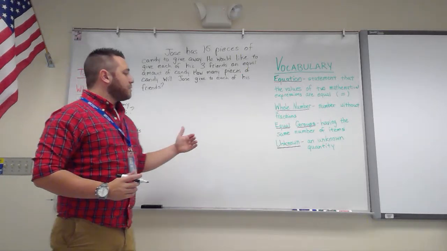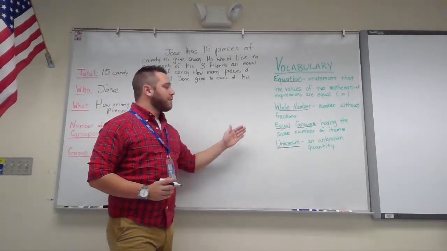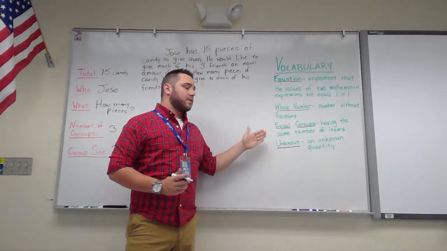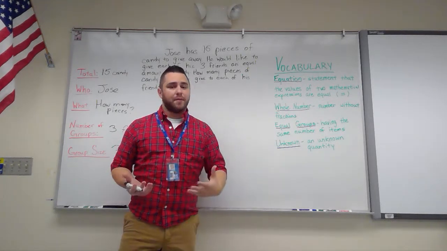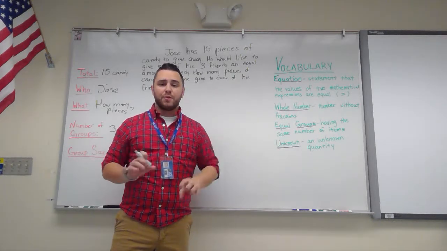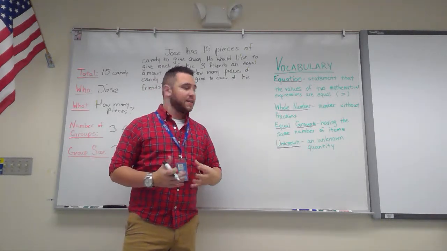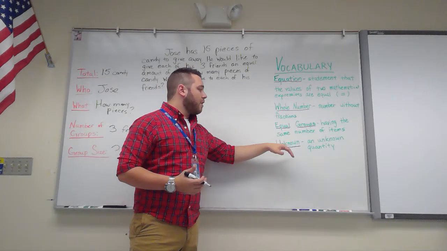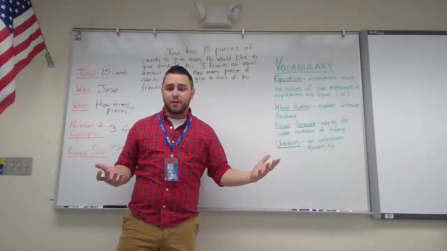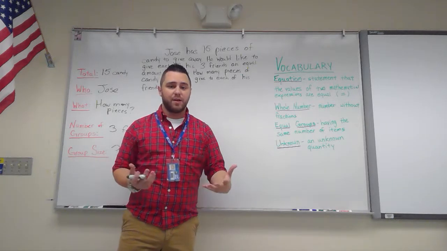And we're going to do that using equal groups. So another vocabulary term, just to possibly refresh, equal groups is having the same number of items. So every group is going to have the same group size. They'll be equal. And unknown, of course, is an unknown quantity. It's what we don't know. It's what we're trying to figure out.